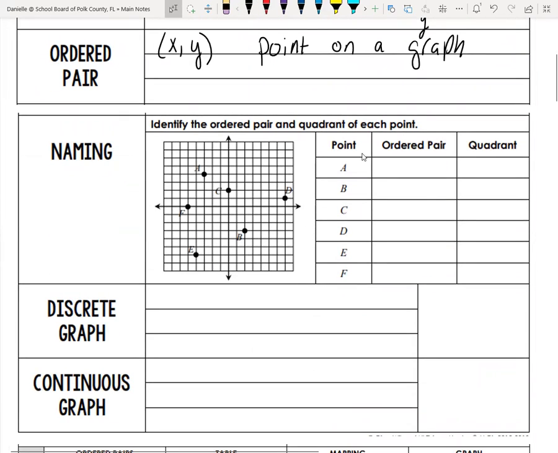Identifying our ordered pairs. First thing, we're going to identify the quadrant, and then we're going to identify the ordered pair, so our X comma Y. And we're only going to do a few of these.